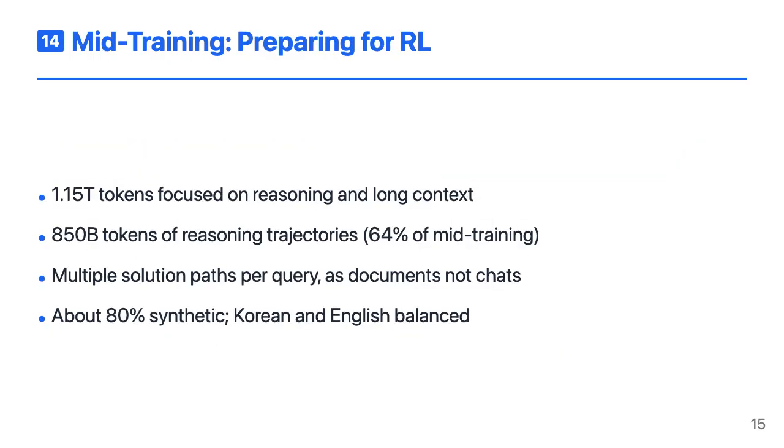Between pre-training and post-training, there's a mid-training stage that still uses next token prediction, but on more specialized data. Here, the focus is on reasoning and long context understanding. They generate about 850 billion tokens of reasoning trajectories, which is 64% of the mid-training data. For each challenging query, they synthesize 2 to 5 different solution approaches and package them as coherent documents. This gives the model a rich library of atomic reasoning steps and alternative paths, which later RL can recombine. Around 80% of this mid-training data is synthetic, and Korean and English are kept roughly balanced.